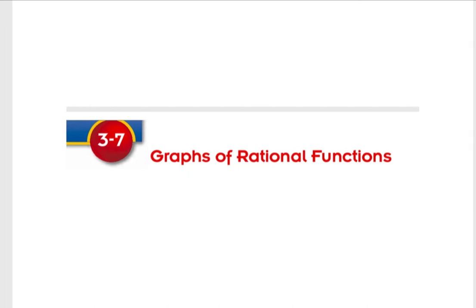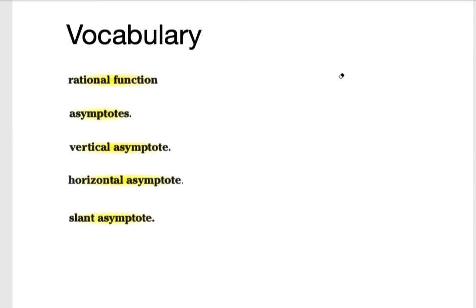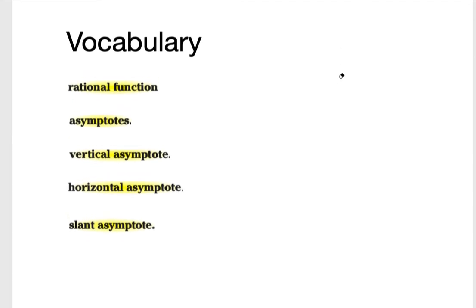We're in chapter 3.7, and we're looking at graphs of rational functions. Let's take a look at some vocabulary today. Our vocabulary includes the following terms: rational function, asymptotes, vertical asymptote, horizontal asymptote, and slant asymptote. The main feature of today's lesson is going to be this concept of rational functions.